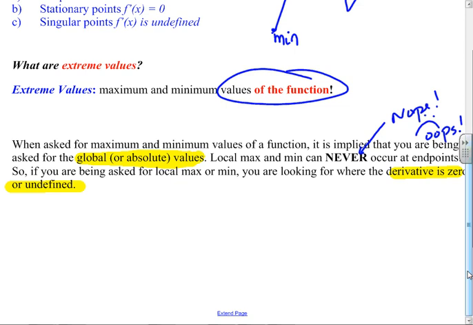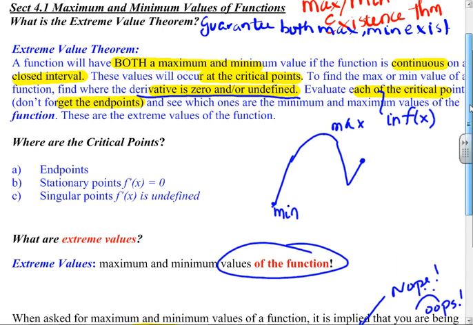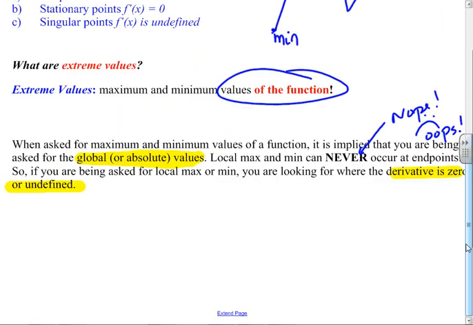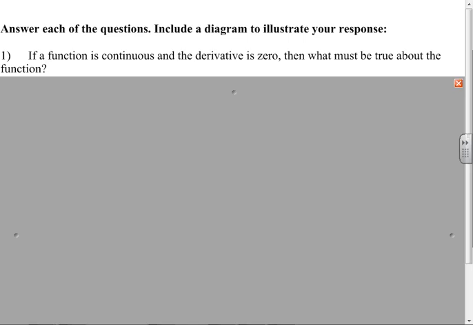Okay, are we ready to go on? That's the max-min existence theorem. That's 4.1. It's a big theorem. We got that one.